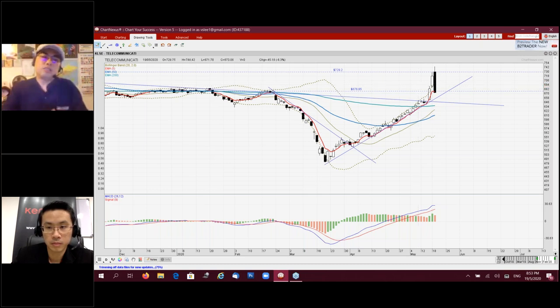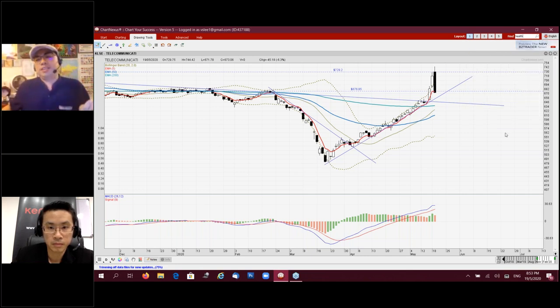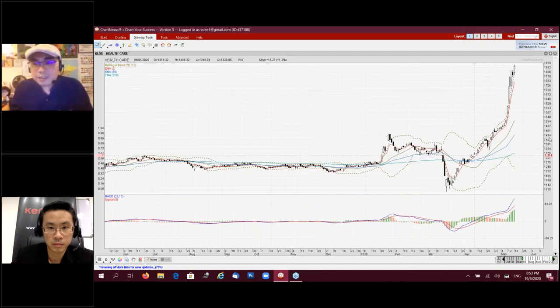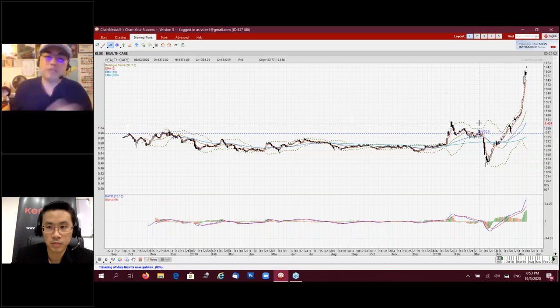So you may ask, so telecommunication is out of the picture or maybe not as active as previously. What other possibilities? Let's take a look at healthcare. Healthcare, you can see very clearly from here it spiked up. So healthcare has the best performance of all as compared to telecommunications, as compared to the other sectors. Later we name it out.